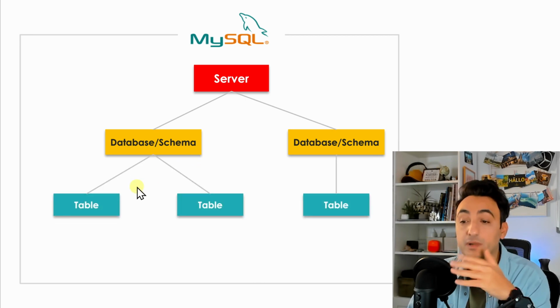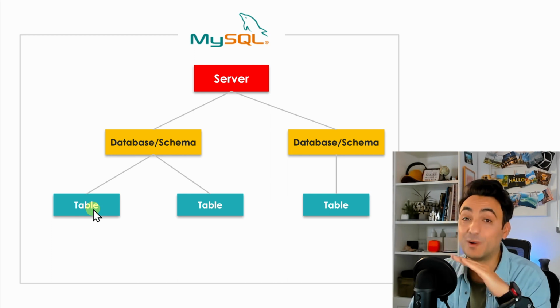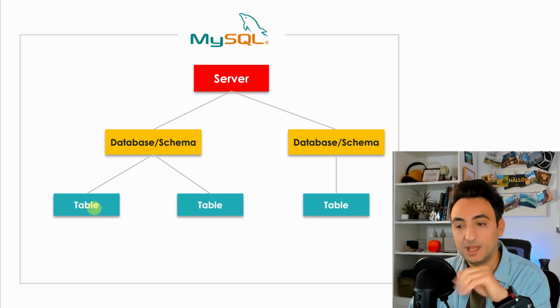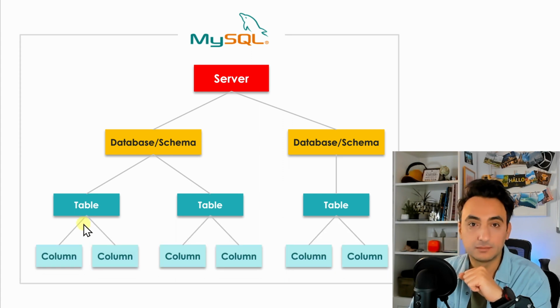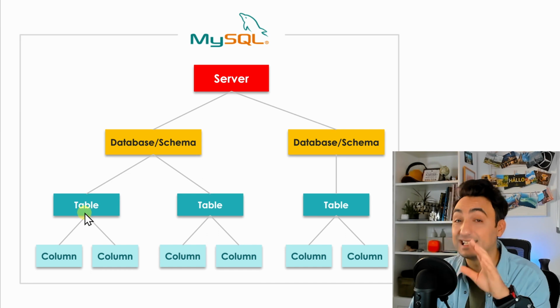Inside the schema, we will then have different tables. Tables are the most important object in the whole database because they are the place where you're going to store your data. Without tables, we have no database. And inside the tables, you will have at least one column or different columns. I will explain those tables in detail as a next step.